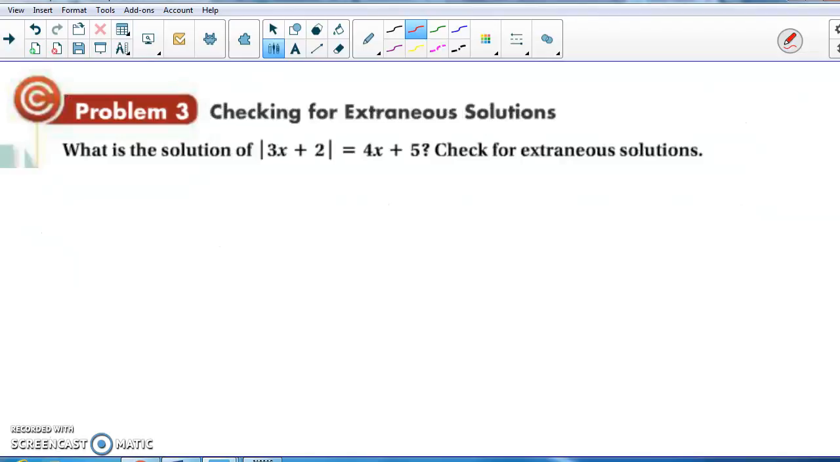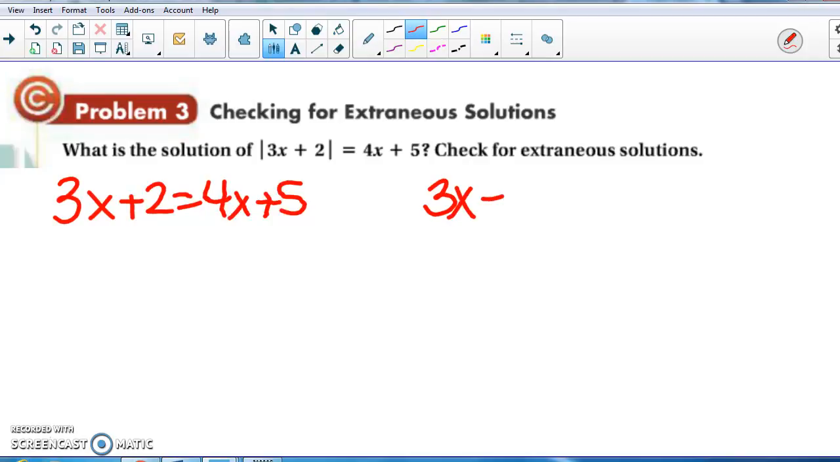Checking for extraneous solutions. What is the solution of the absolute value of 3x plus 2 is equal to 4x plus 5? We need to check for extraneous solutions. So, once again, 3x plus 2 is isolated, so I can separate it. 3x plus 2 is equal to 4x plus 5, and 3x plus 2 is equal to the opposite of 4x plus 5.